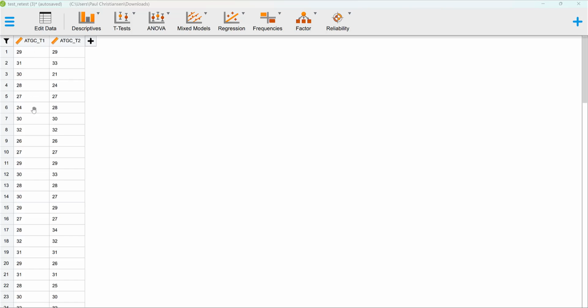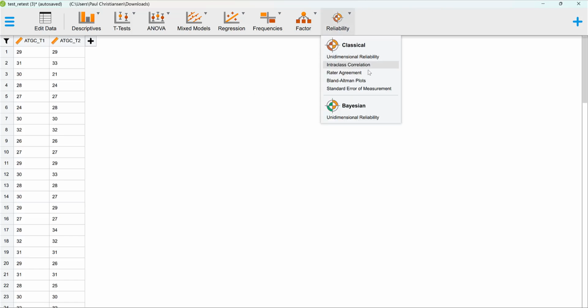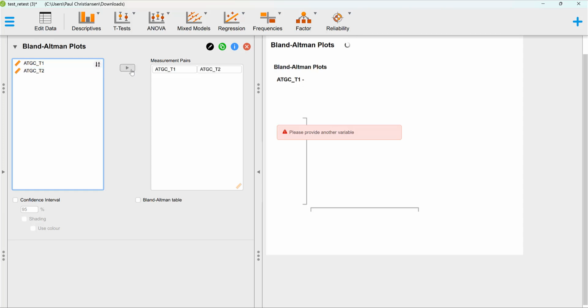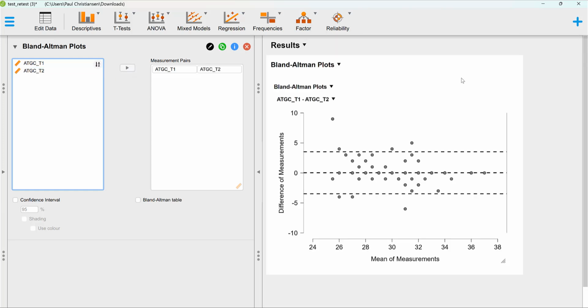What we have is our participants complete it at time 1, and 2 weeks later complete it at time 2. And we're interested to see how stable the scoring is on our scale. So to produce a Bland-Altman plot, we go to reliability, and we accept Bland-Altman plots there. So it's quite a straightforward procedure. We click across our two variables, and this is our Bland-Altman plot there.